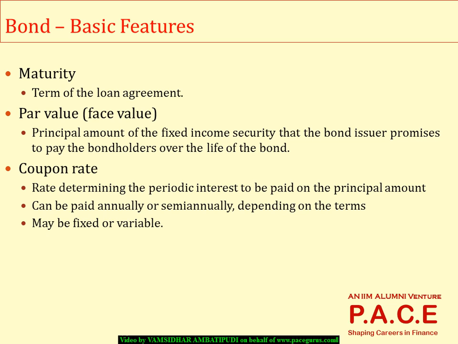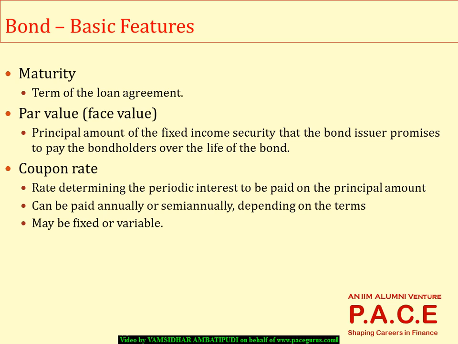We need not call it interest, because it could be more than the interest for the period, or it could be less than the interest for the period. It's an equal periodic payment from the borrower to the lender, or from the bond issuer to the bond investor. It can be paid at various intervals. They can mention in the indenture that it would be paid on an annual basis or a semi-annual basis or some such basis.